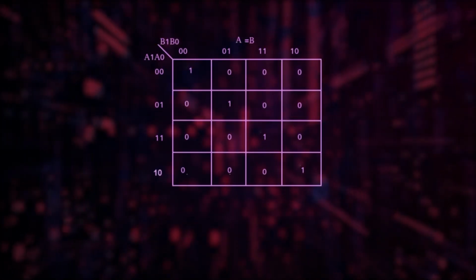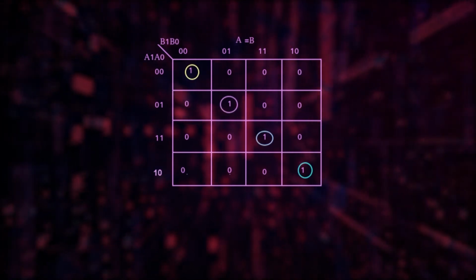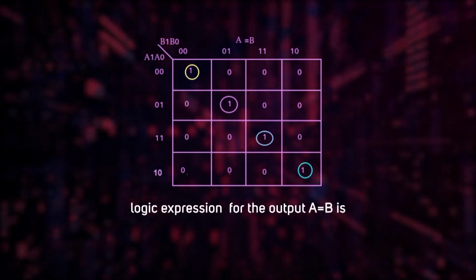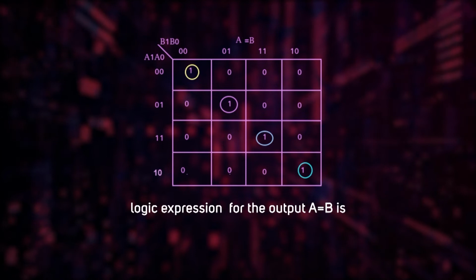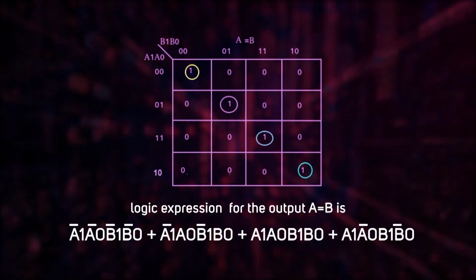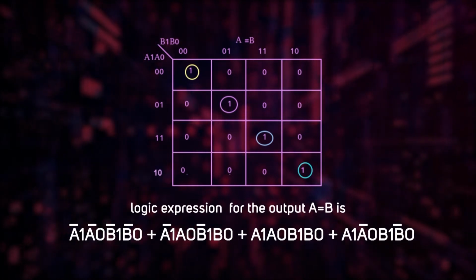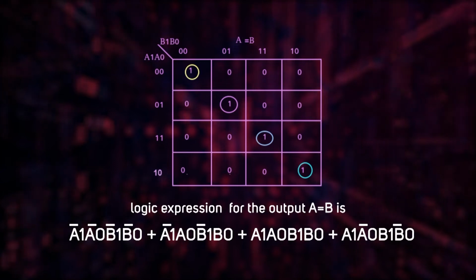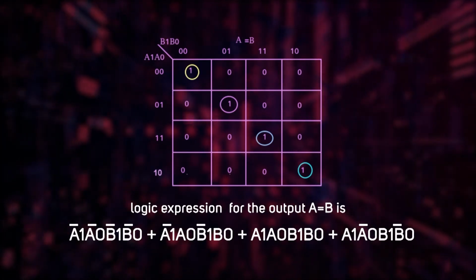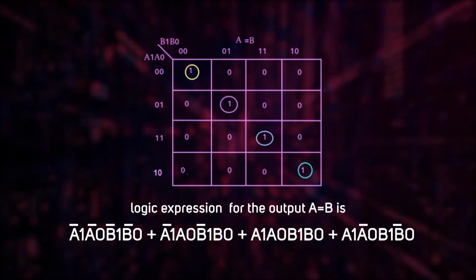The next, K-map of output A equal to B. After plotting values in the K-map and grouping ones, the logic expression obtained for equality A equal to B is A1 complement A0 complement B1 complement B0 complement plus A1 complement A0 B1 complement B0 plus A1 A0 B1 B0 plus A1 A0 complement B1 B0 complement.